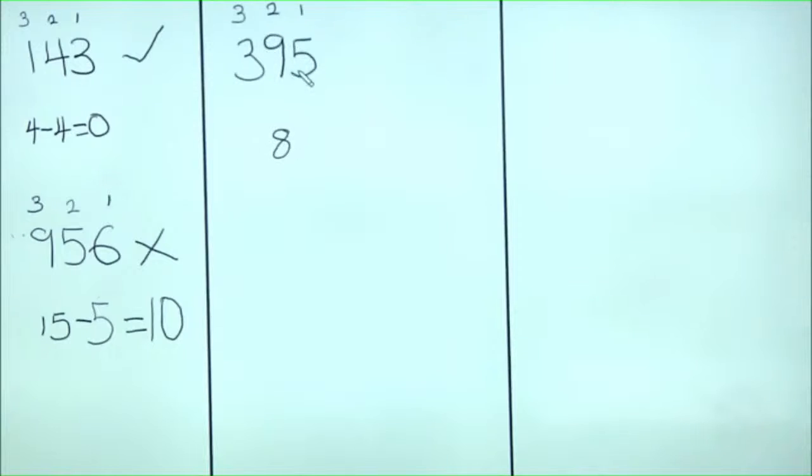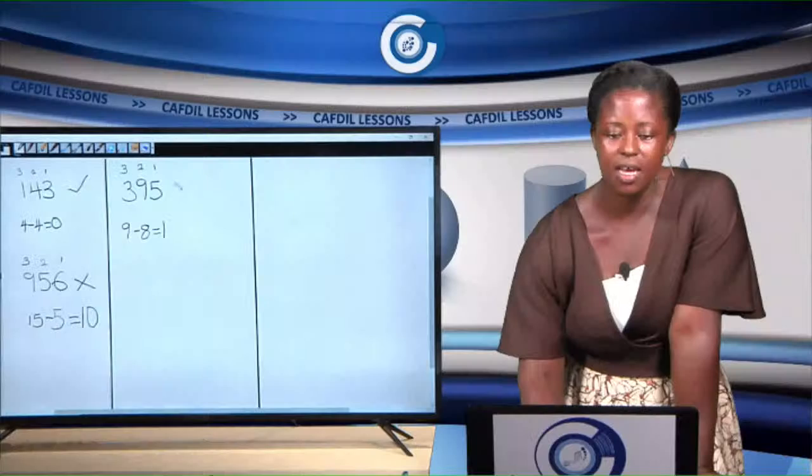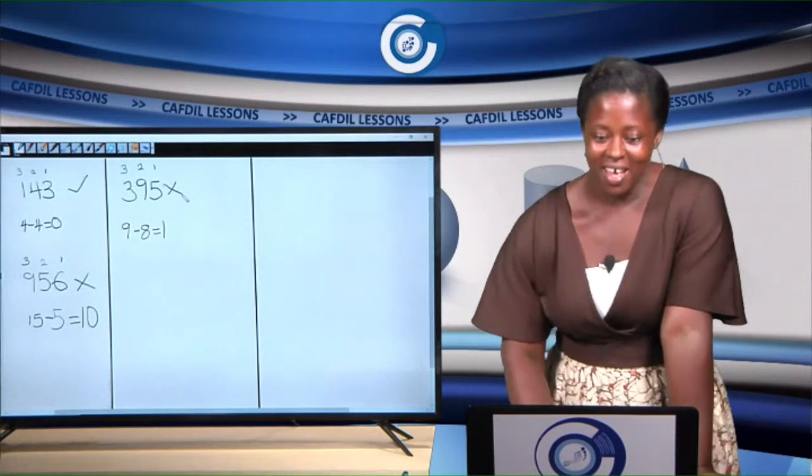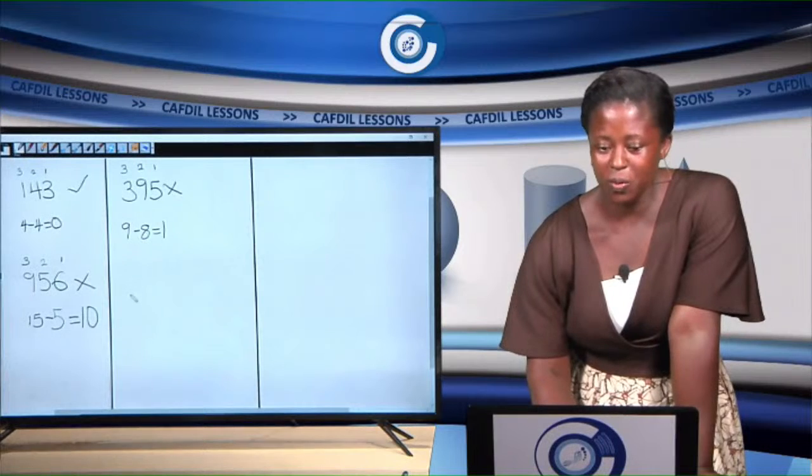The number at the even place is 9. When we subtract 8 from 9, we will get 1. Is 1 divisible by 11? No, 1 is not divisible by 11. Therefore, 395 is not divisible by 11. Alright, another example.